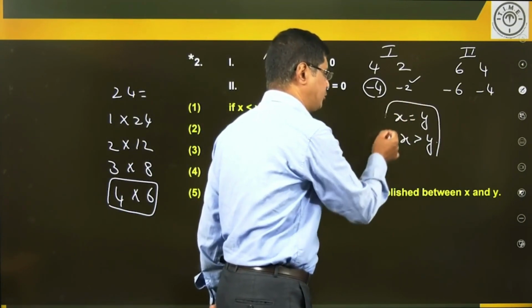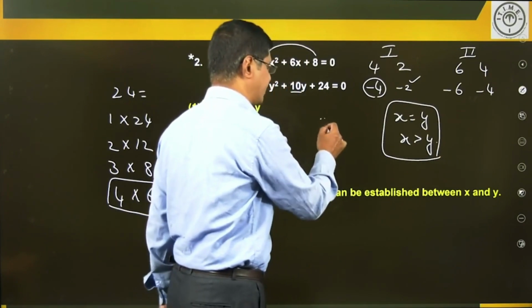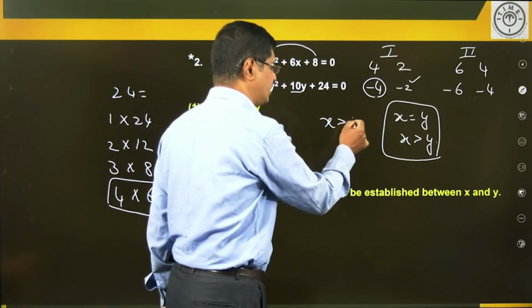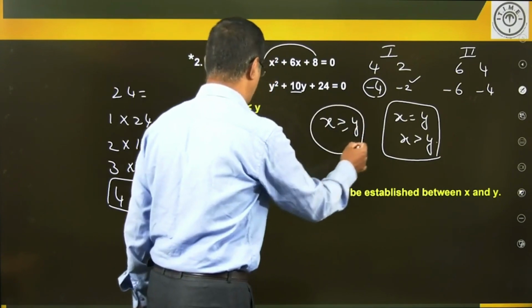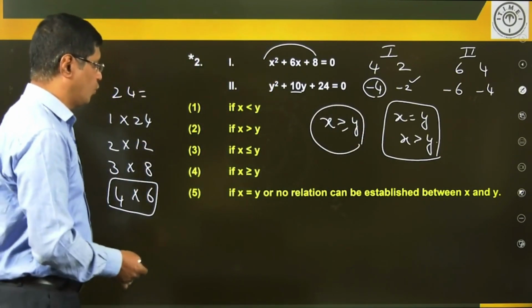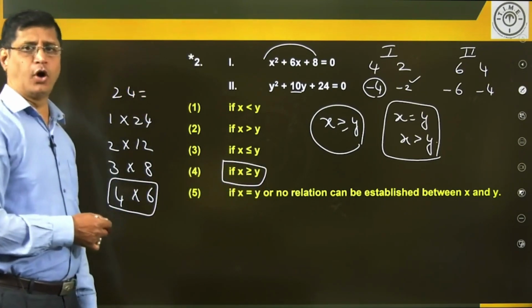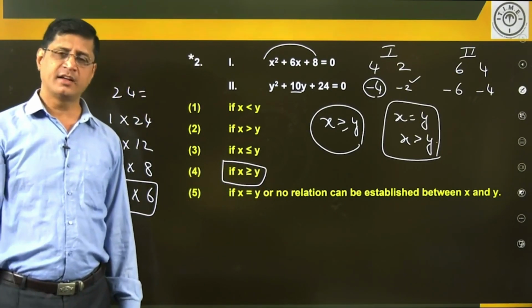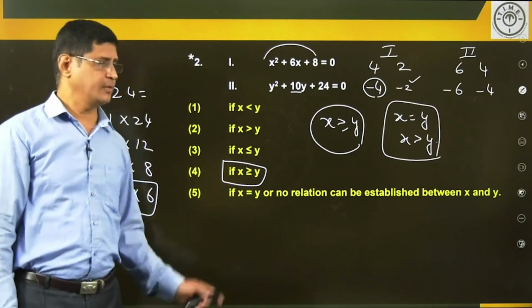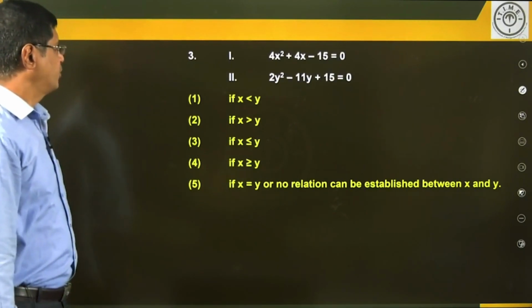So, combining both, what is the result? X greater or equal to y, the right choice, option number 4. Choice 4 is the correct answer. Am I clear? Now, look at the next example.